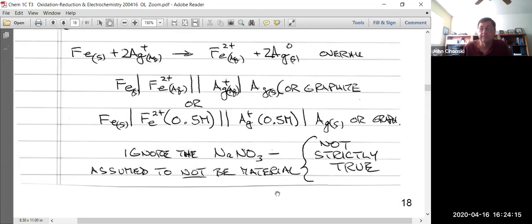Okay. Now, again, we mentioned this earlier. We are ignoring the sodium nitrate. It's assumed to not be material in terms of impact on the cell. Not strictly true. It can have an impact, but we are going to assume it does not.